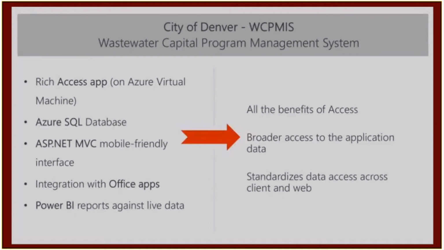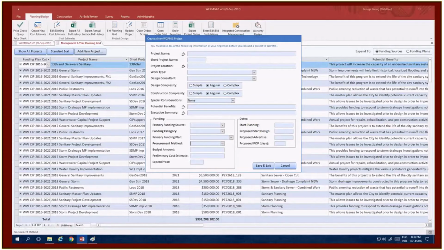And by virtue of having that single database and, for example, writing SQL views for common data access scenarios, the client and the web actually share the same data access code. We write a query in one place in a view, and then the web uses it and the Access client uses it, which greatly simplifies the maintenance of a hybrid application, which could be complex.